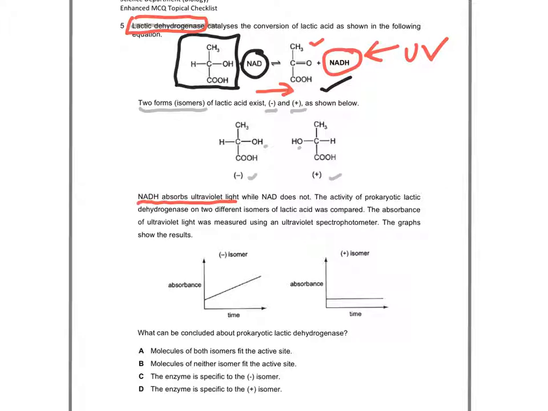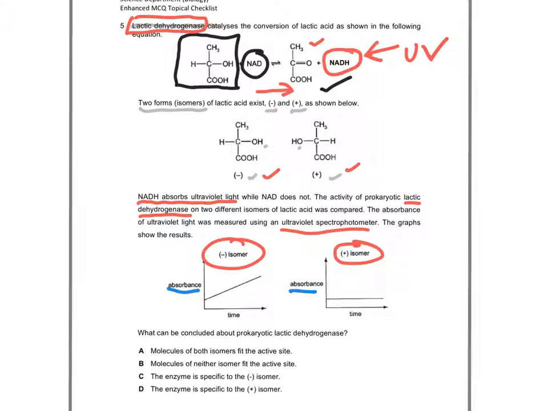Alright, so the activity of lactic dehydrogenase was compared in these two graphs. The absorbance of ultraviolet light was measured using an ultraviolet spectrophotometer, and the graph shows the results. Now, the graph on the right is for the plus isomer, which is this one. On the left is the negative isomer, which is this one. Now what do you see? This is absorbance, right? That means light is being absorbed.